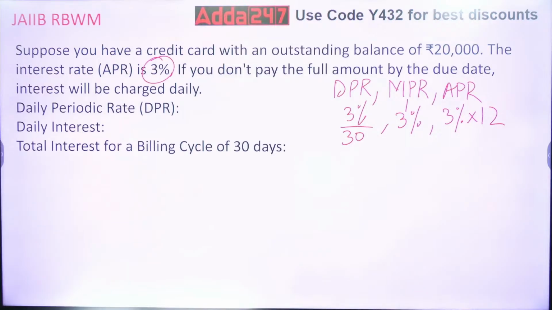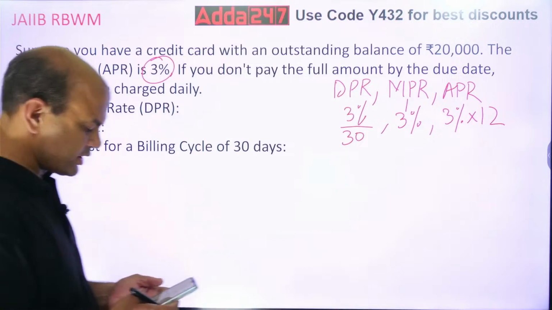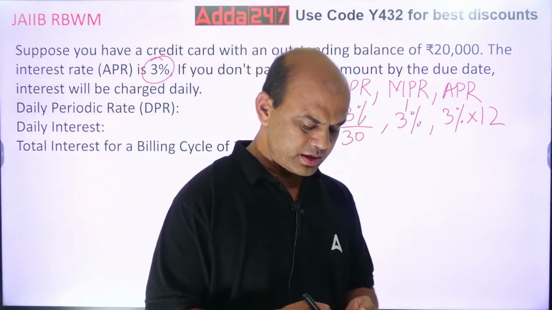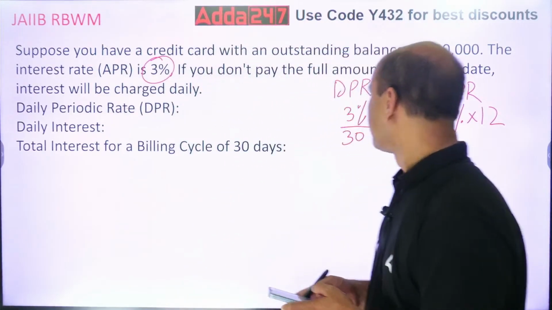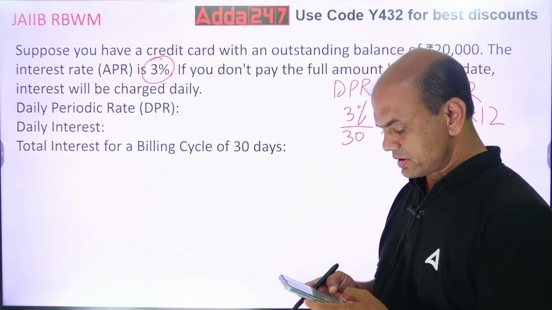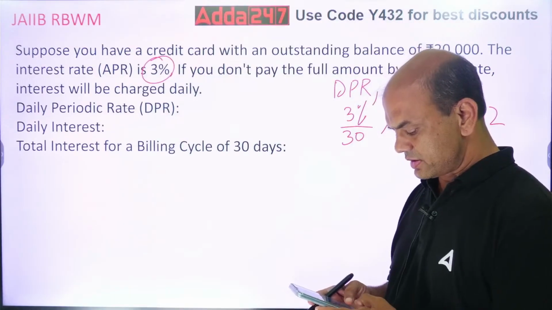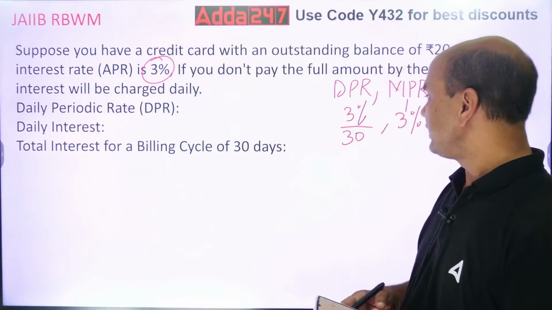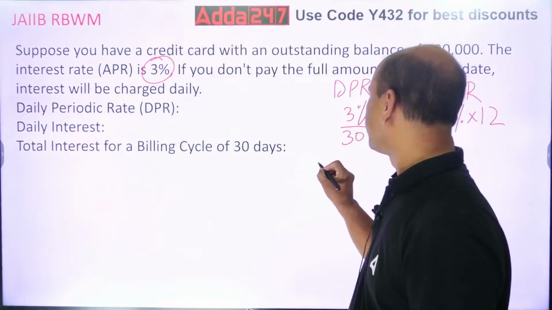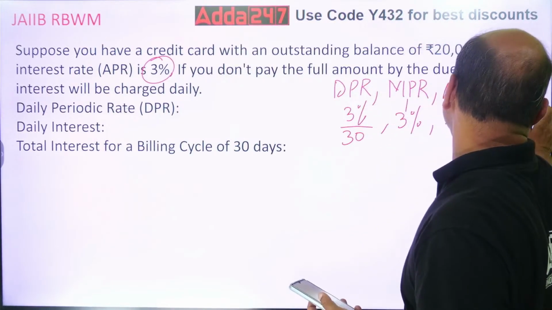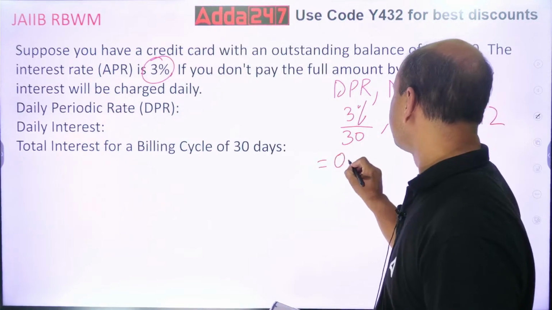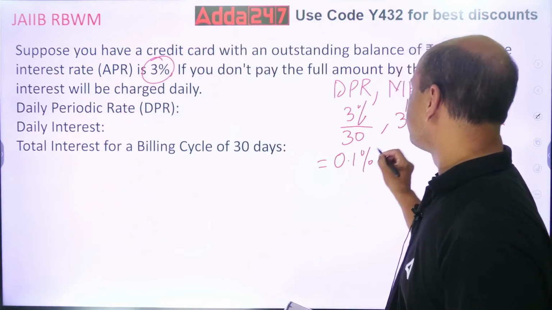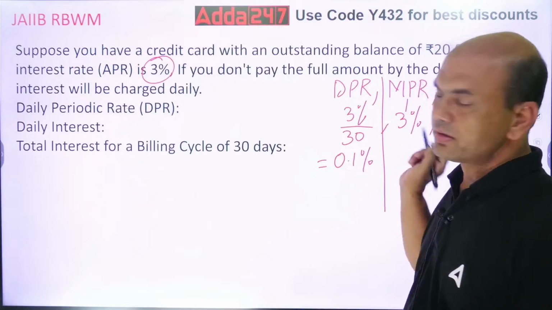What is the answer? So DPR becomes, what is your DPR? Do it everyone. Do the calculations. Your DPR is 3% upon 30. So 3 divided by 30. 0.1, right? So it is 0.1%. Kindly remember, percent means divided by 100.